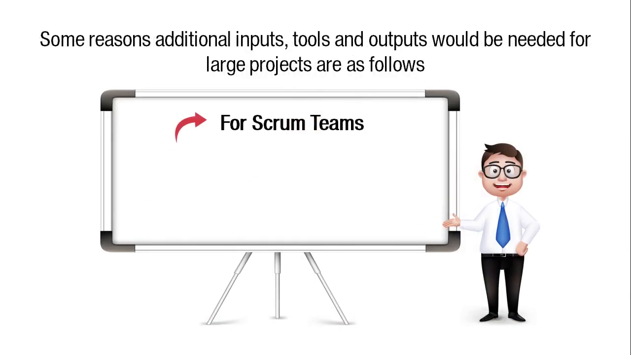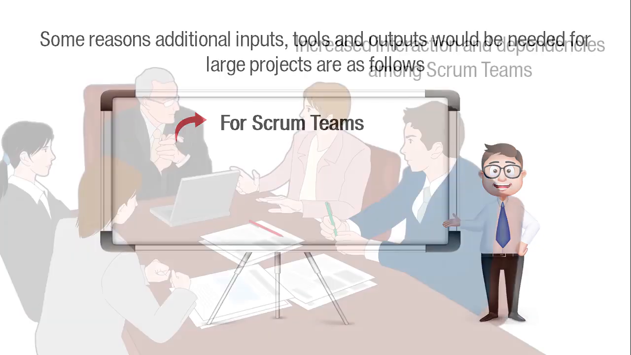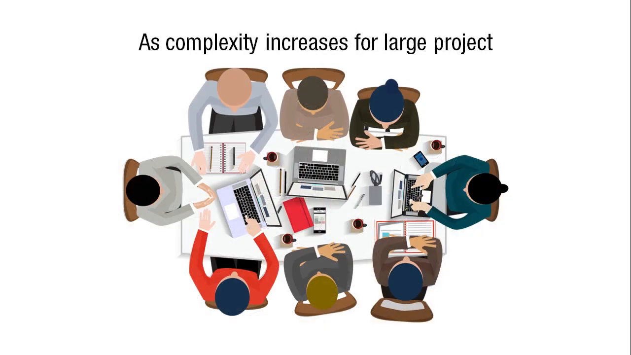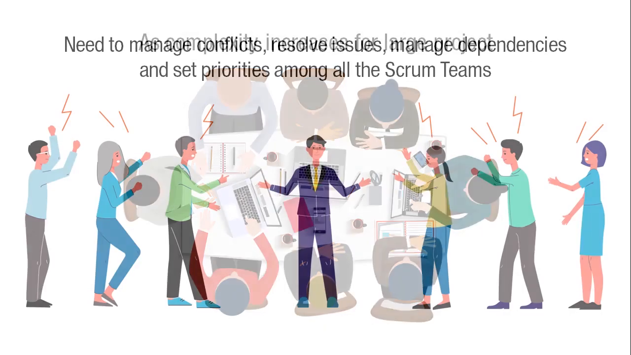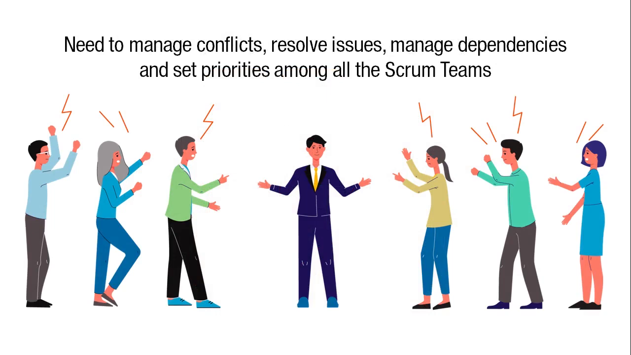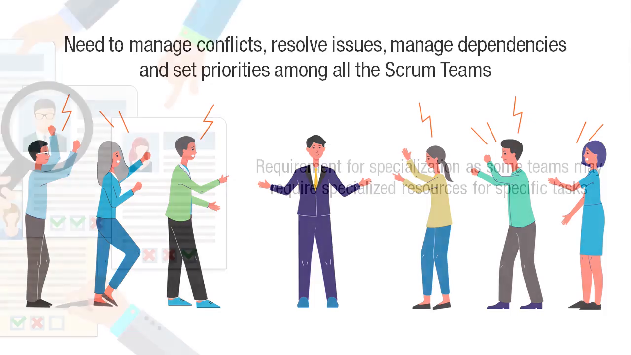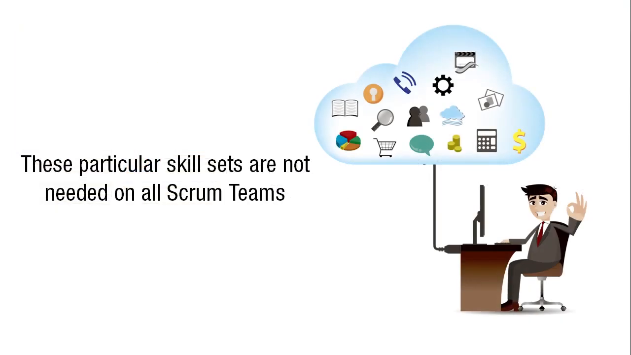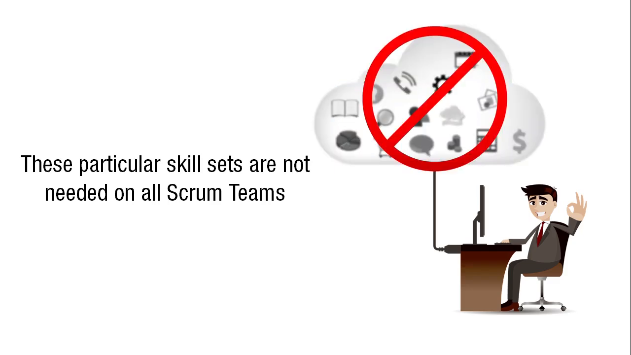Some reasons additional inputs, tools, and outputs would be needed for large projects are as follows. For Scrum teams: increased interaction and dependencies among Scrum teams as complexity increases for a large project; need to manage conflicts, resolve issues, manage dependencies, and set priorities among all the Scrum teams; requirement for specialization, as some Scrum teams may require specialized resources for specific tasks, and these particular skill sets are not needed on all Scrum teams.